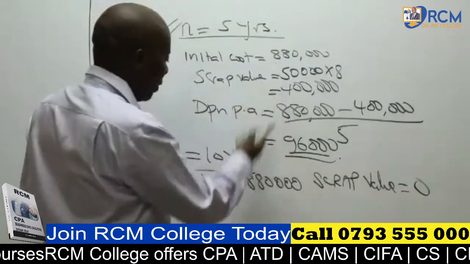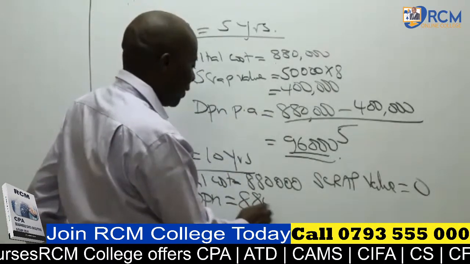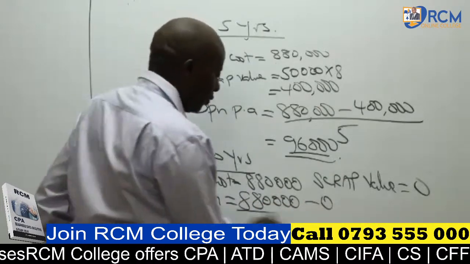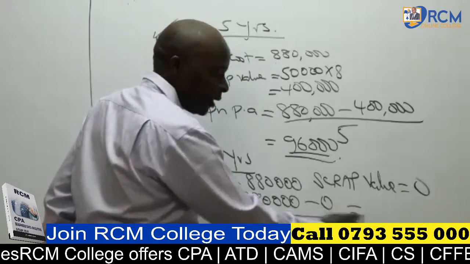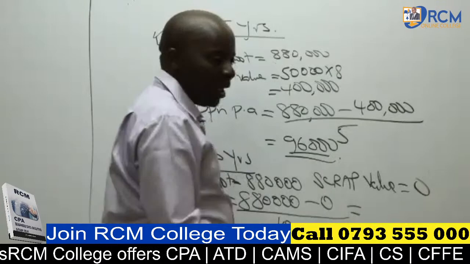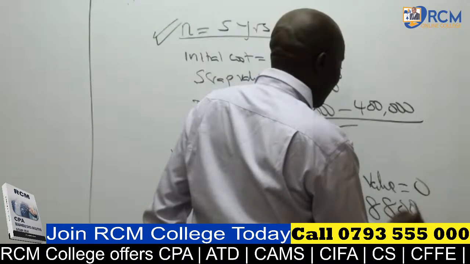I'll still use this formula. It is the initial cost of 880,000 minus the scrap value, which is 0, all over the number of years, which is 10. So somebody is giving me a figure of 88,000.